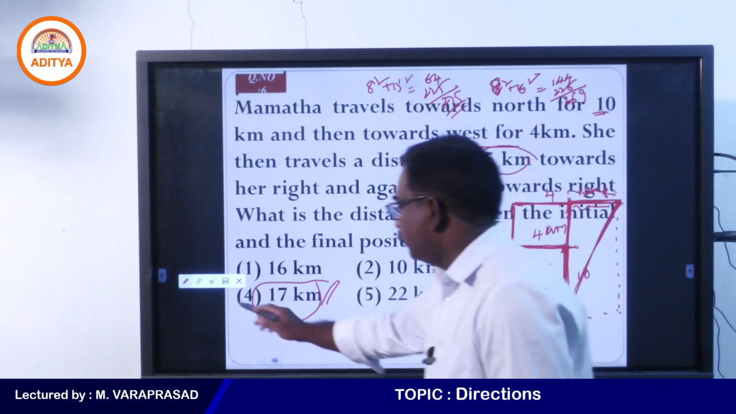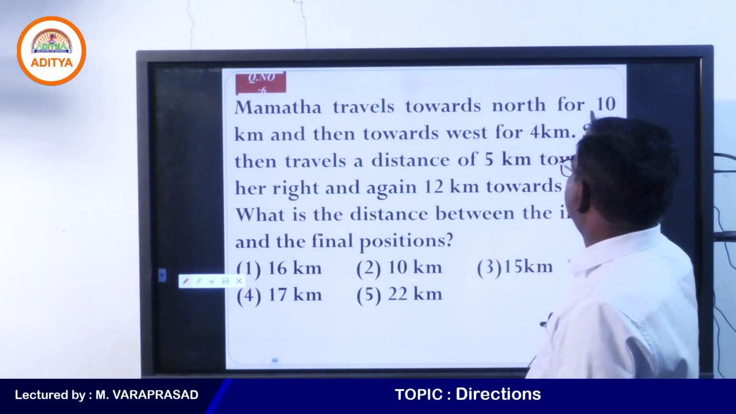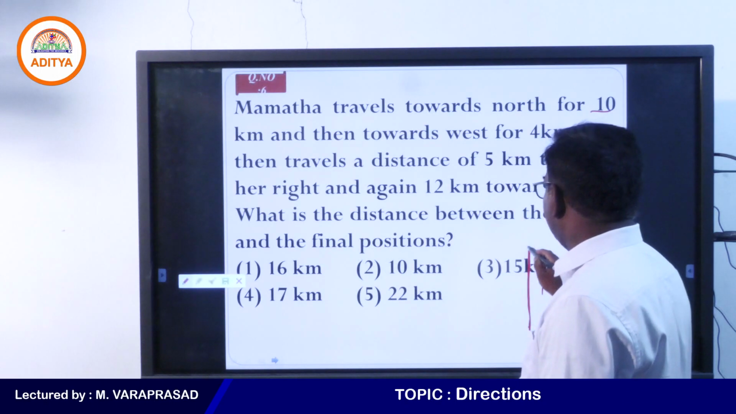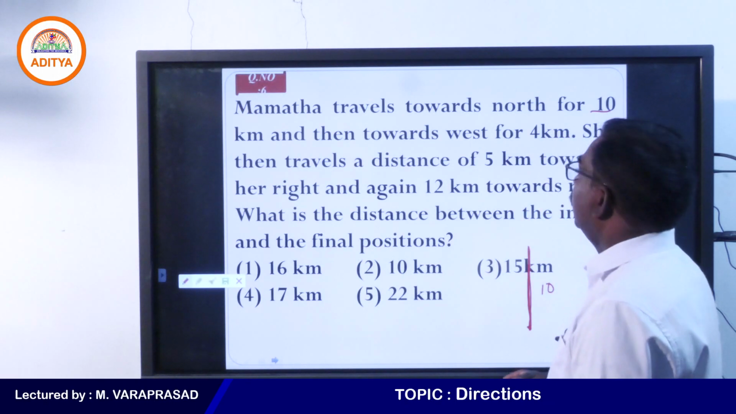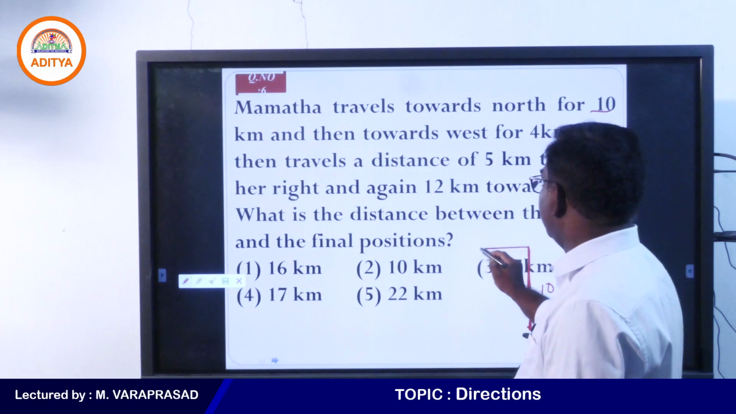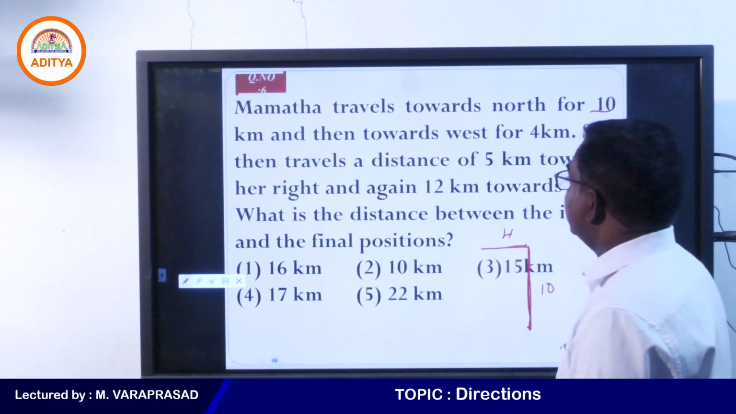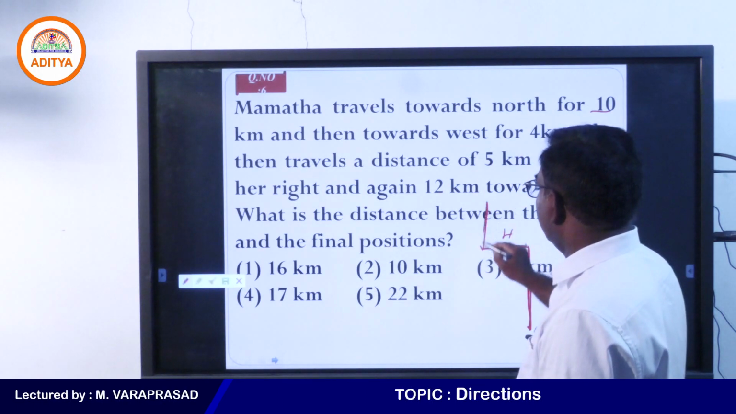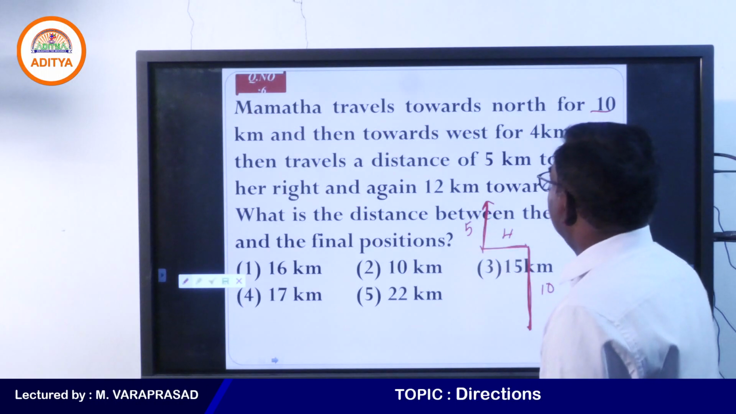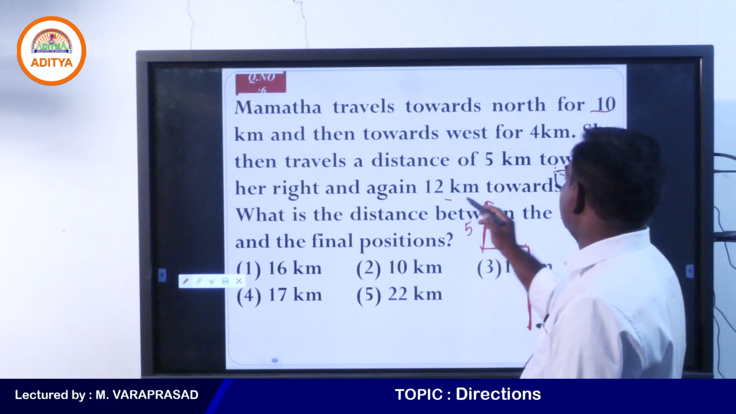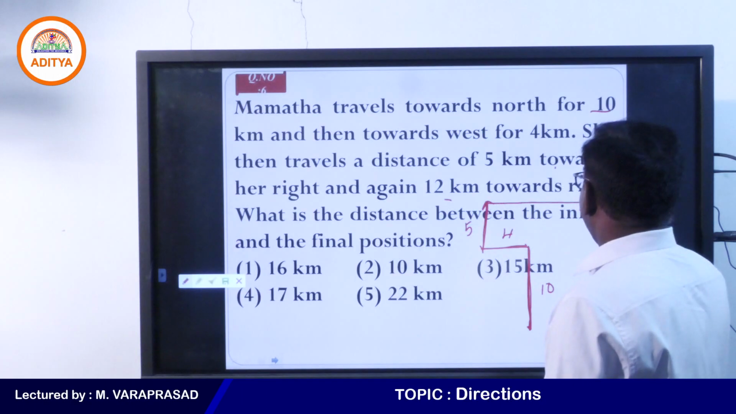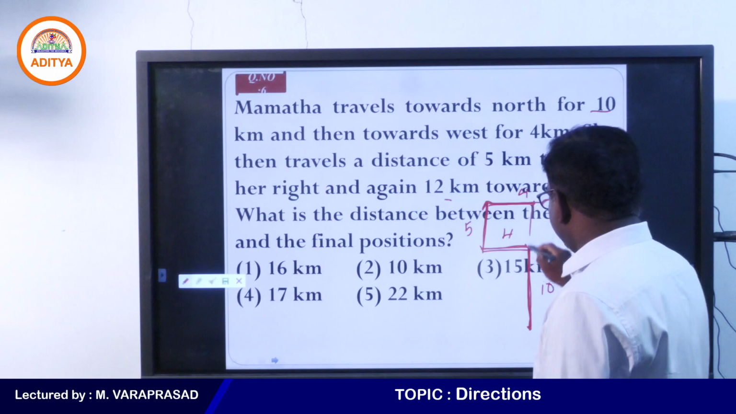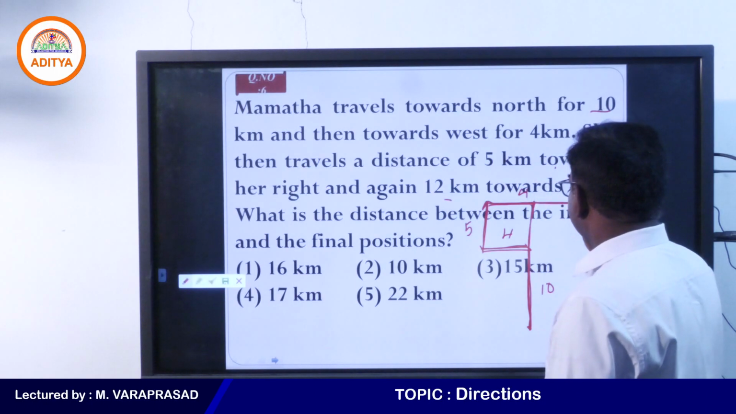Once again I will explain, once you see. So starting, 10 kilometers towards north, next one. Then turns west for 4 kilometers. Then she travels a distance of 5 kilometers towards right, right means clockwise. That is 5 kilometers. Now towards right 12 kilometers. See, this is 4, so this is also 4. We can join here. So the remaining is 8.